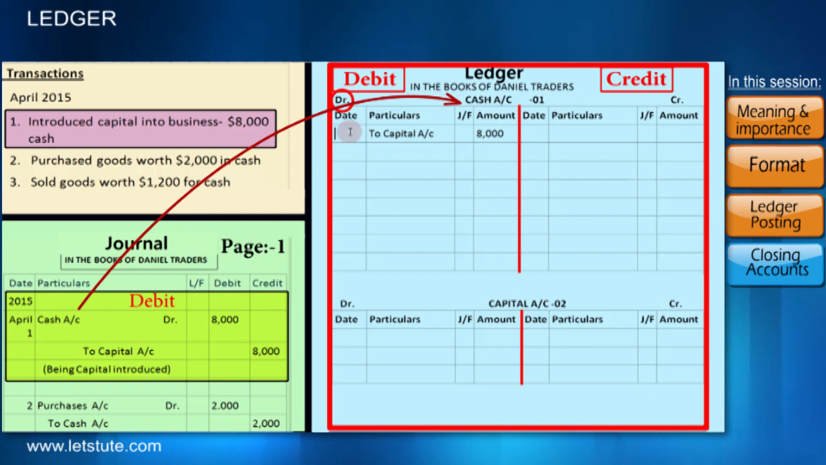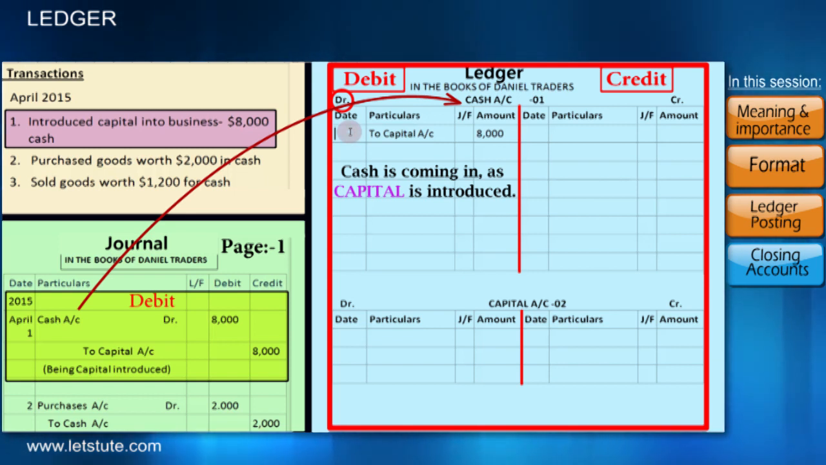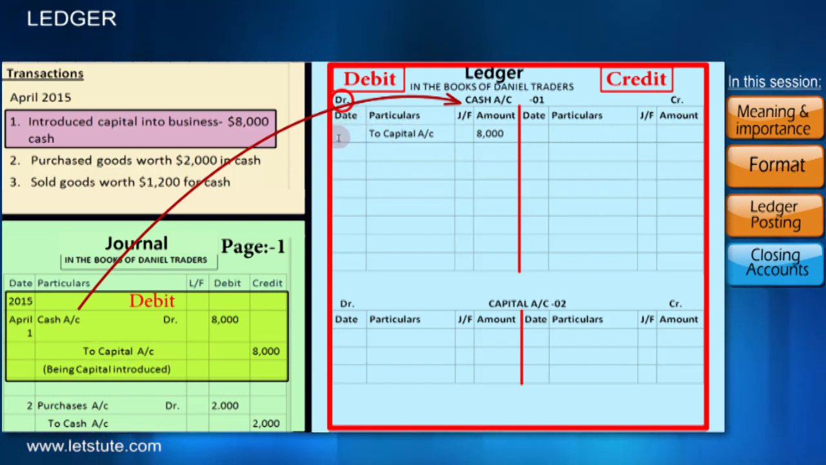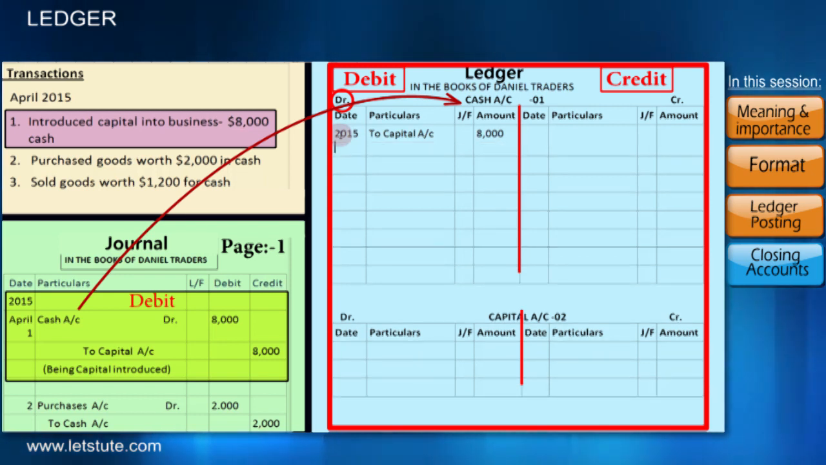On the left side, cash account debit to capital. So why is cash account debited? Here cash is coming in as we are introducing capital. So we will have to mention capital account. So to capital. We need to put a date here. We generally write the year on top once and then April 1st, and we can fill the JF by putting the page number of the journal entry. So let's write 1 for reference since it is taken from the first page of our journal.